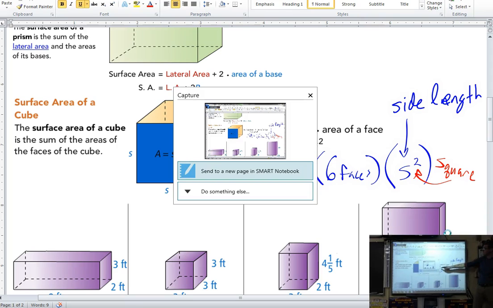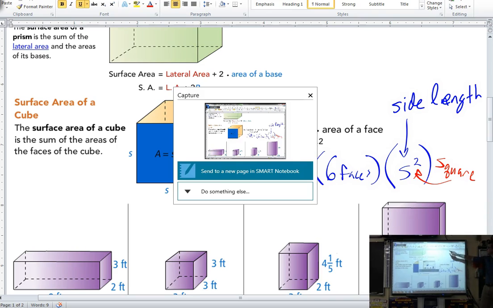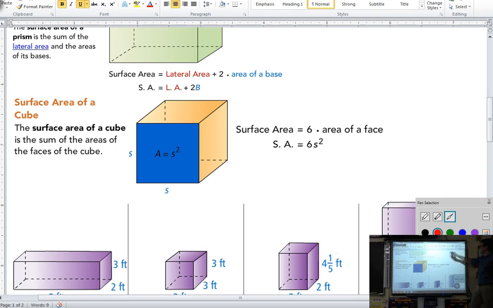So if you didn't have a cube, let's say you had any prism, what makes a prism a prism? I've got tons of examples. You guys can come up and play with these whenever you want. Just make sure all the pieces get back here.